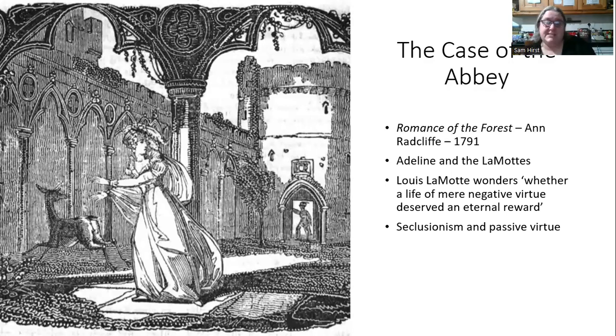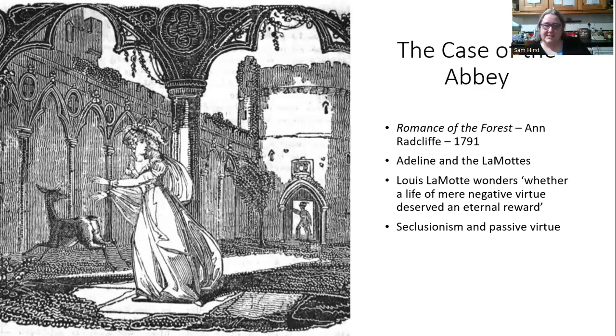Then we have the opposite side of the spectrum. We have La Luc, who represents active virtue. He is a Savoyard vicar. He is somebody who is dedicated to helping and supporting the poor. And then in the middle of these, we have Lamotte. So Lamotte seems at first like he might be a good guy, right? He helps Adeline, he rescues her, he lets her live with them.